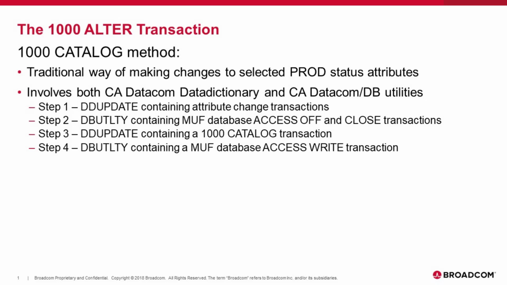The traditional method for accomplishing this is with a 1000 catalog. It involves 4 steps. The first step being a DD update containing the actual change transactions. Then a DB utility containing MUF database access off and close transactions, because the resource cannot be opened in multi-user when the change is cataloged. So the third step is the DD update containing the 1000 catalog transaction. And finally, a DB utility with an access right to allow access to the resource once the change has been completed.